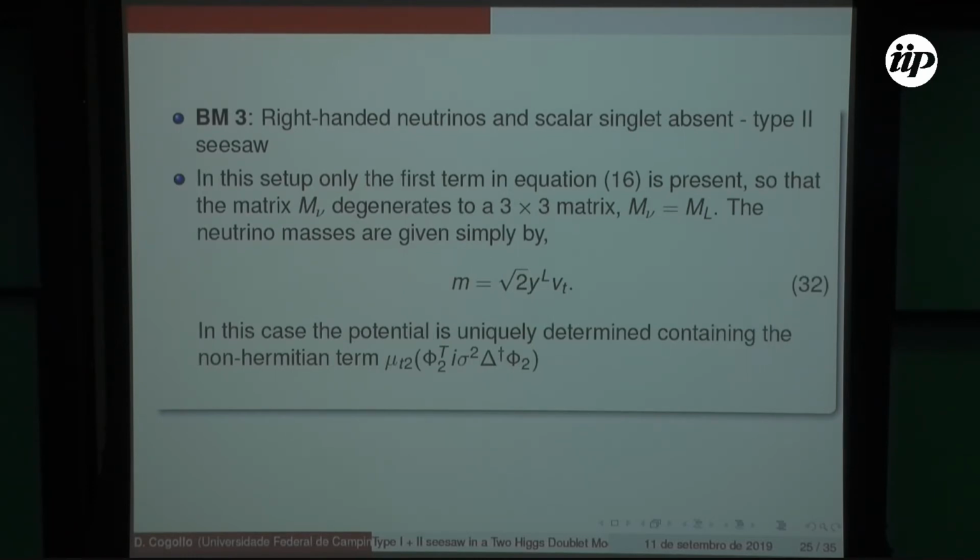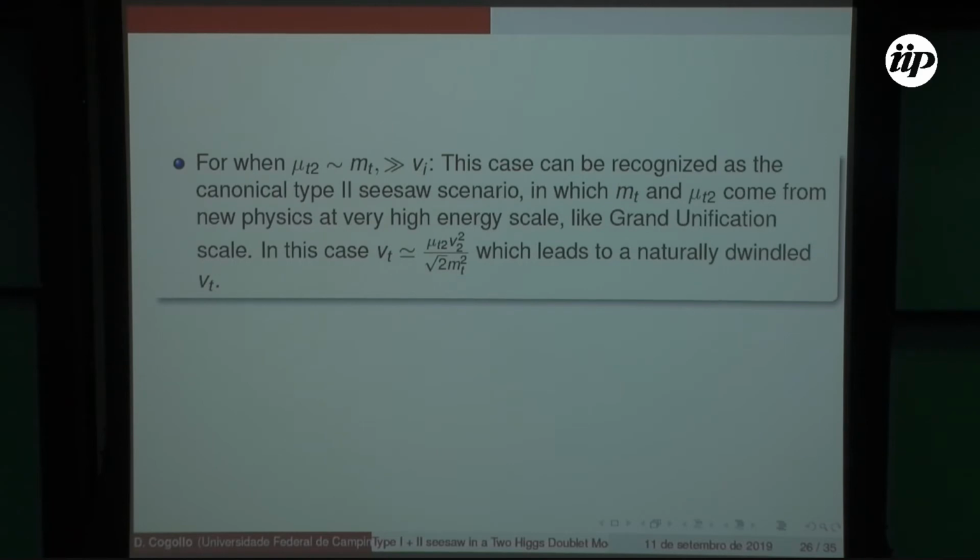And in this case, we have in the potential this term. And this term violates explicitly the lepton number. And this avoids the existence of a majoron. And this is basically the type 2 canonical Seesaw mechanism. This is a special case of the general case that I showed. And here we have the condition for a type 2 Seesaw mechanism.